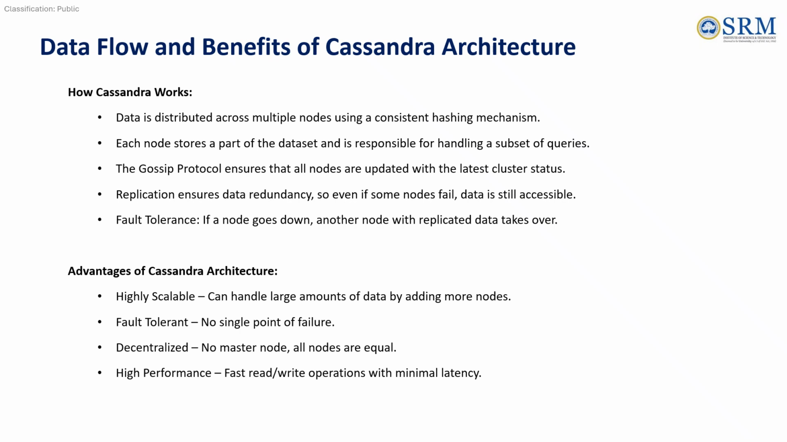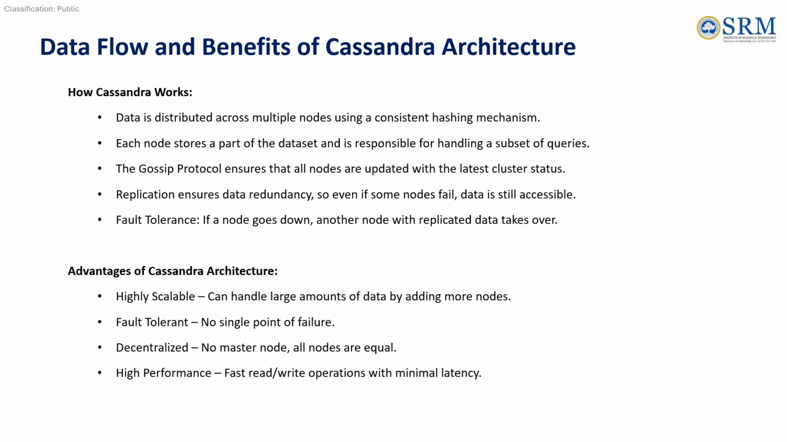The gossip protocol continuously exchanges status information among nodes so that every node remains updated about the health and availability of the cluster. Cassandra also uses replication to maintain multiple copies of data across different nodes. Because of this redundancy, even if some nodes fail, the data remains accessible from other nodes. If one node goes down, another node containing the replicated data automatically continues handling requests. This provides strong fault tolerance and high availability.